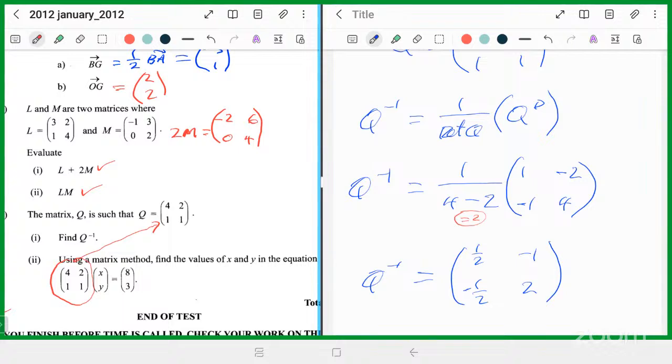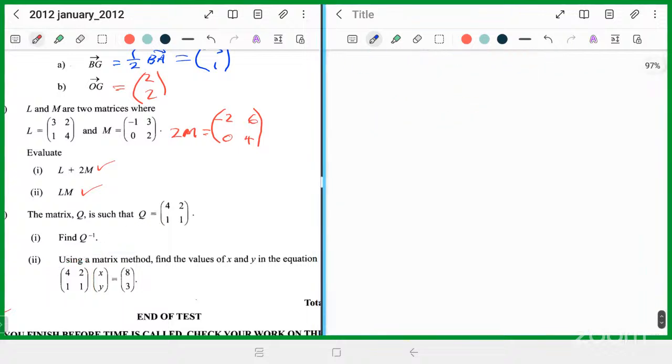It's actually Q. All right? So the equation that we actually have here, this equation right here, is actually Q times the column matrix x, y.